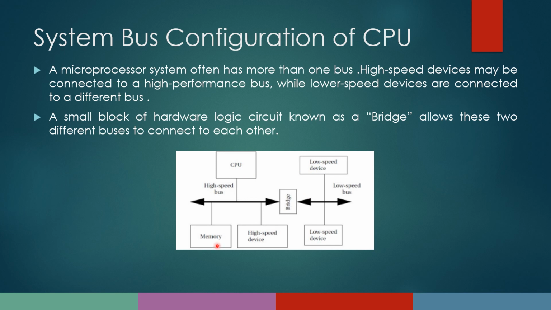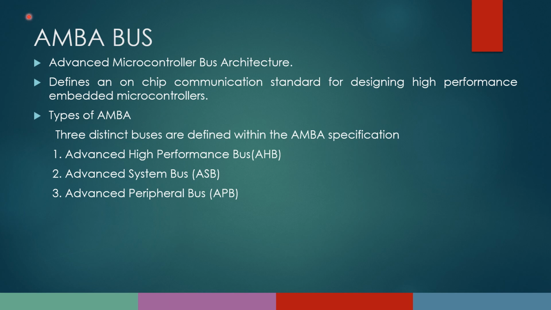But with the help of such a high-speed bus, it can provide higher or wider data connections. That is, your larger data can be transferred. Okay, so this is a system bus configuration of CPU. Now we have seen the basic CPU bus and its protocol. Now let us come to the ARM bus.